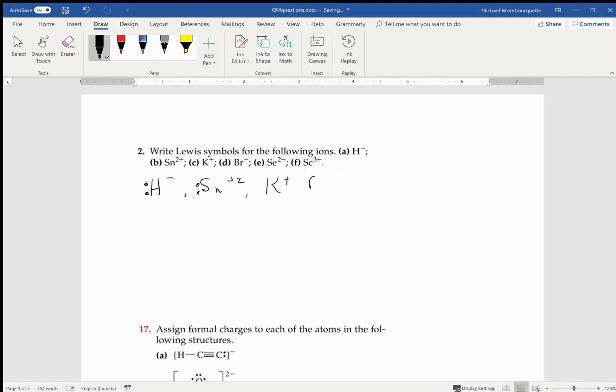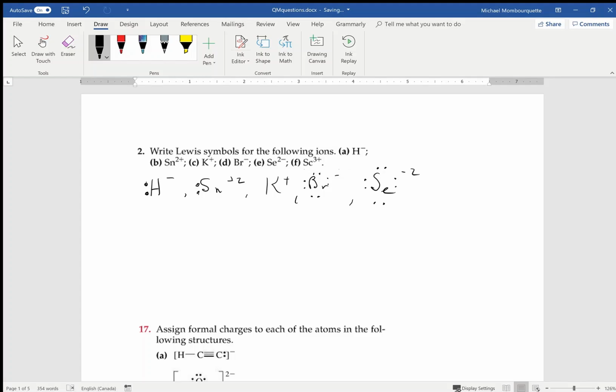The bromide, bromine itself, has 7 valence electrons, and the negative charge means there's 1 more for a total of 8. So bromide has a completed octet. It looks like a noble gas. Selenium is 2 minus here, and selenium is in column 6 underneath the oxygen. So selenium has 6 valence electrons, and the -2 charge gives it 2 more for a total of 8. It looks like an octet.